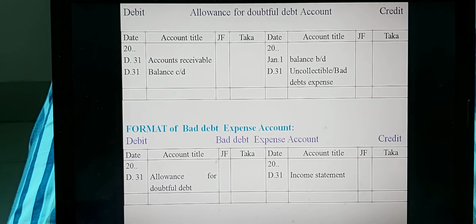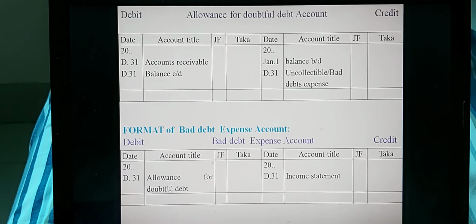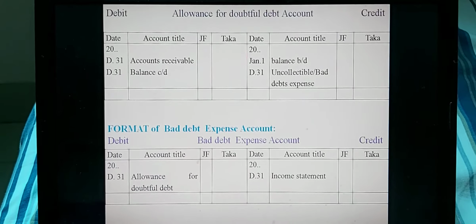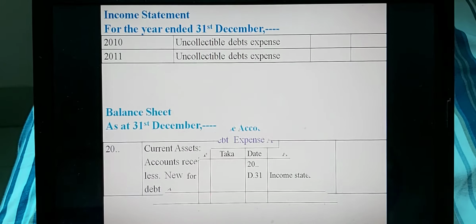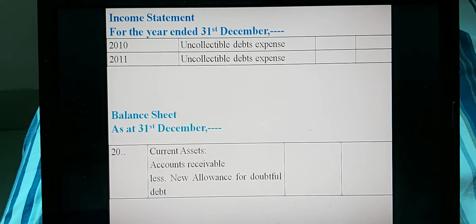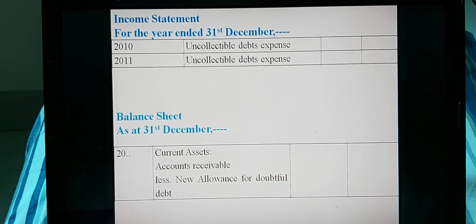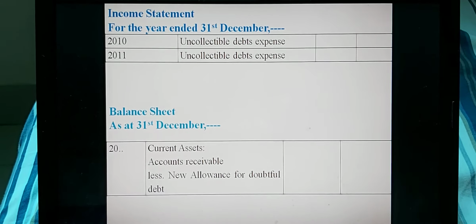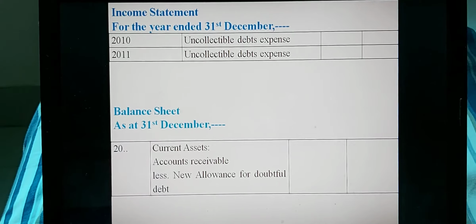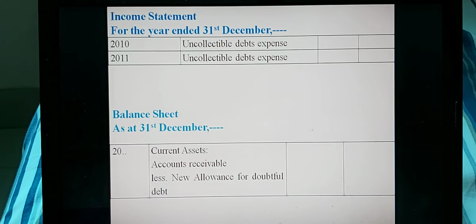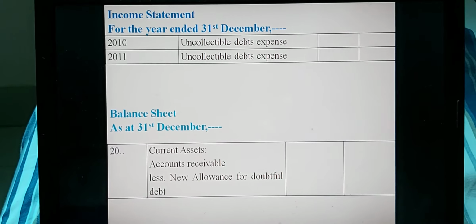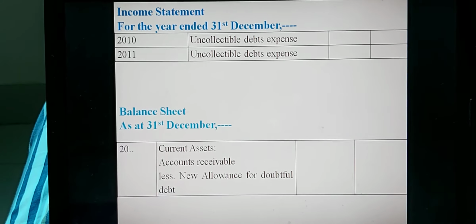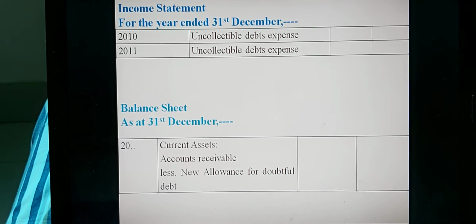Dear learners, I think you have written in your accounting copy the procedure or format of the allowance for bad debt or provision for bad debt and the bad debt expense account. Now you can see in the next slide the income statement and balance sheet. Income statement for the year ended 31st December, like an income summary, it may show uncollectible debt expense. This additional allowance amount, or net amount of bad debt, is to be written in the income statement each year. Same format, same rules are to be followed.